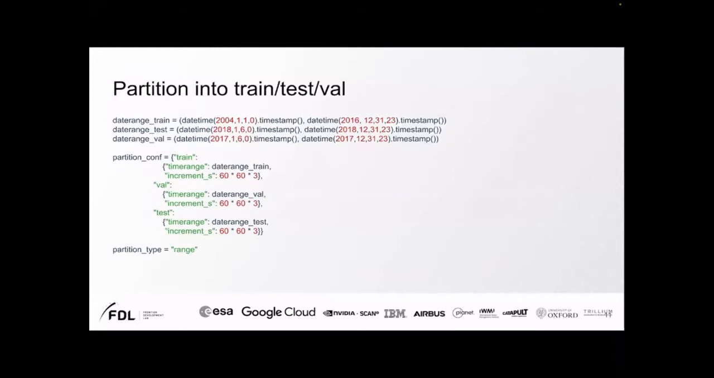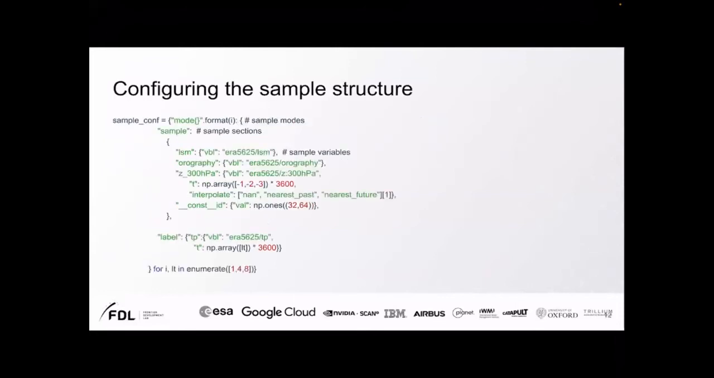So we came up with a declarative style towards constructing these samples. So you just configure how your samples are going to look. Here you just partition your set, and then you can write down, okay, I want these and these time slices from these and these variables at this and this resolution, and so on. I can even interleave different sample structures. So I can sample from different sample modes, and I can interpolate and so on.